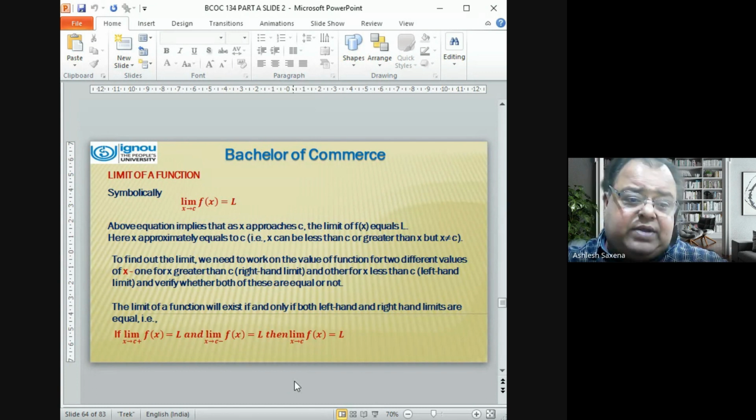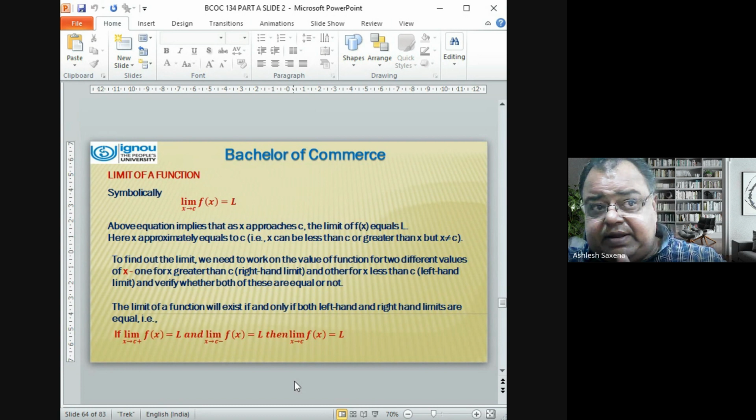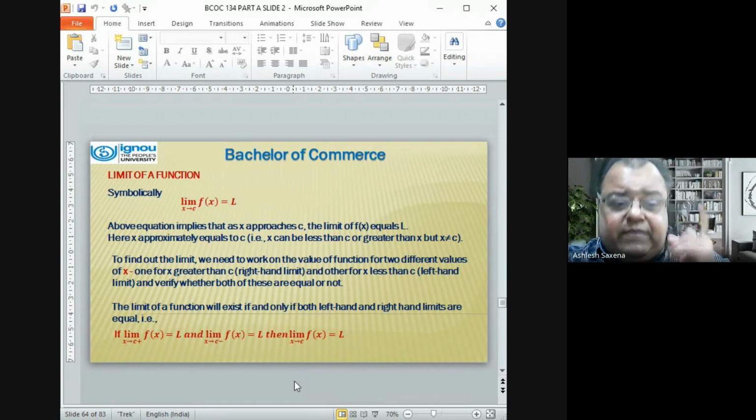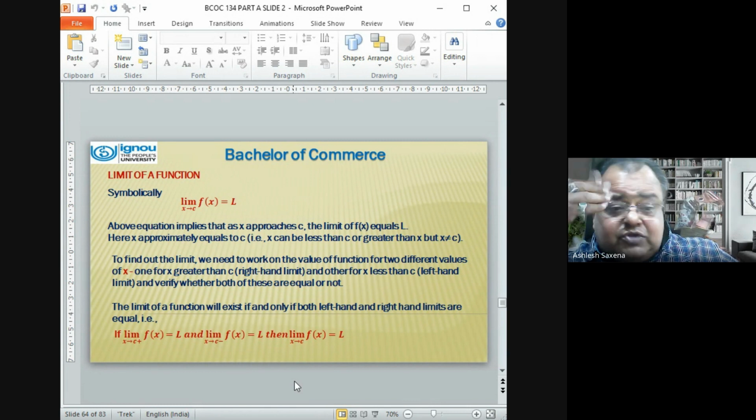To find out the limit, we need to work with the value of the function for two different values of x. One for x greater than c, that will be the right hand limit. And another one, x less than c, that will be the left hand limit. And we will verify whether both of these are equal or not. Now mathematically, how is it written? The limit of a function will exist if and only if both the left hand limit and the right hand limit are equal. Now how will we show it?